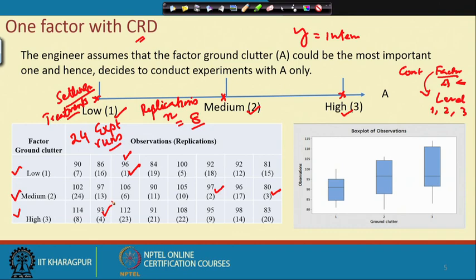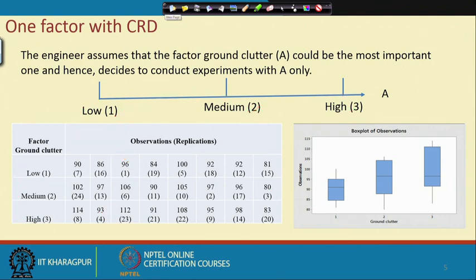Okay. So, once you do randomization and you take all factors, all levels, then this is complete, and we assume that this kind of data we will get. Now, once you get this kind of data, what is your aim, objective here? You want to know that if you keep ground clutter at low level, medium level, high level, whether there is change in mean value of the response y.